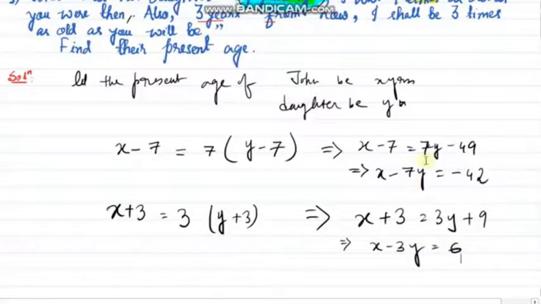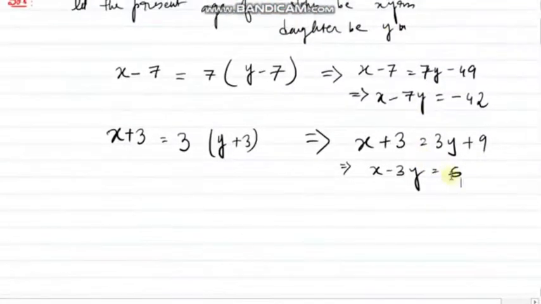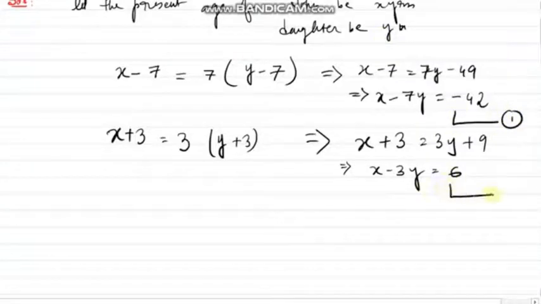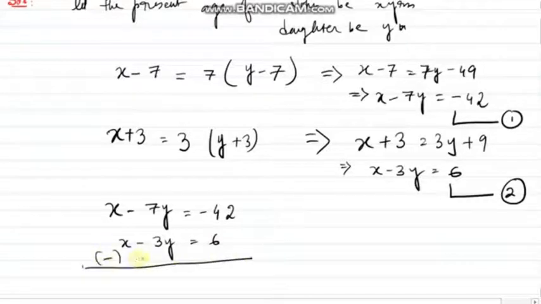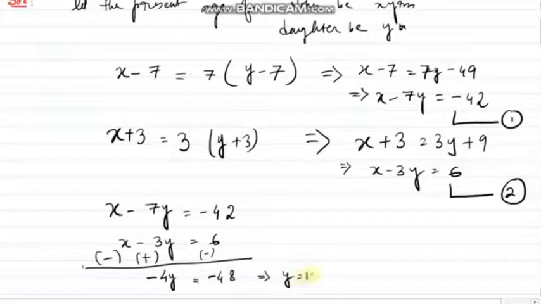So these are my two equations. The first equation is x minus 7y equals minus 42. This is my first equation. Second equation, x minus 3y equals 6. So if I want to solve these two equations, x minus 7y and x minus 3y equals 6, if I subtract this, I will get minus 4y equals minus 48. Hence my y will become 12.